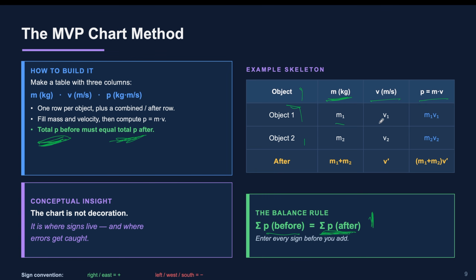M1 times V1 is M1 V1, that's our P here. M2 times V2 is M2 V2. So M1 V1 plus M2 V2 should give you M1 plus M2 times V prime. V prime just denotes velocity after the collision. So after the collision, M1 plus M2 is your total mass, but what's the system moving at? That's your velocity after.